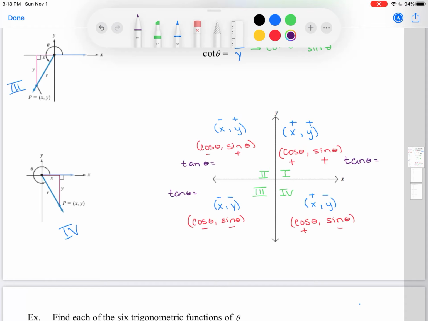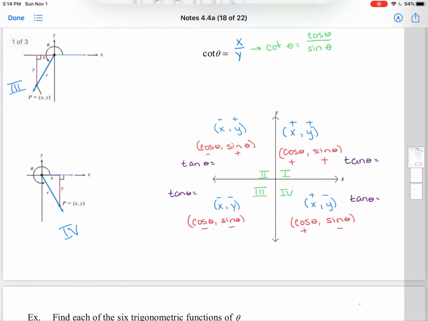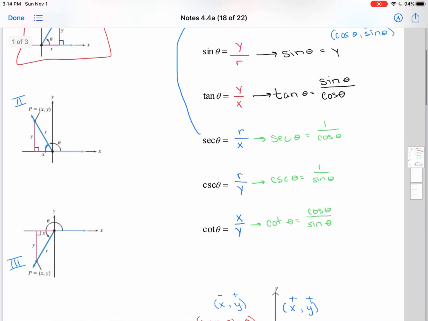All right, now there's one last trig function that we haven't talked about, and that trig function is your tangent. So I'm going to go in one last time, and I'm going to label, well, what is tangent going to be in all four of these scenarios?